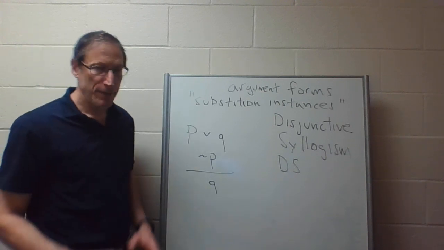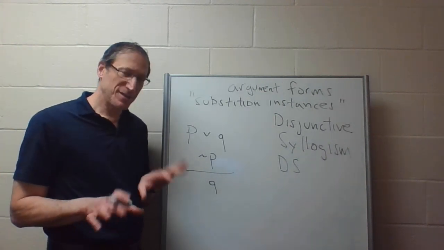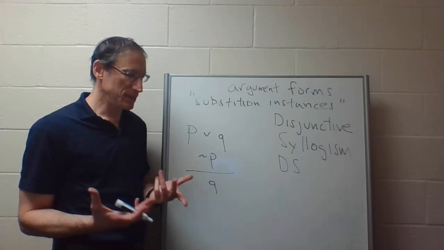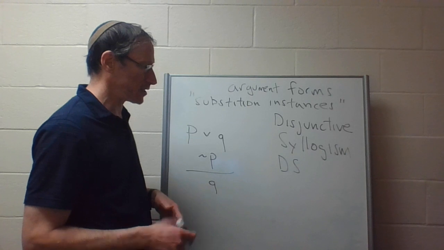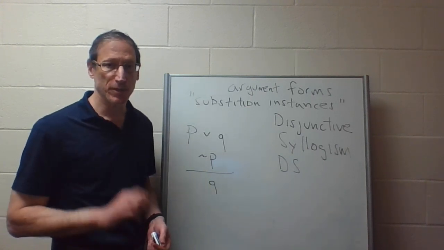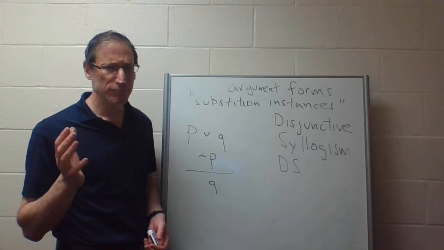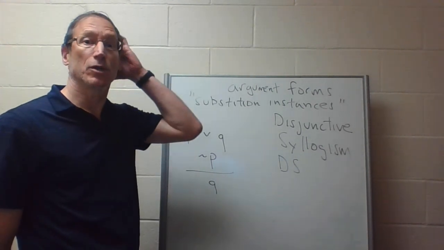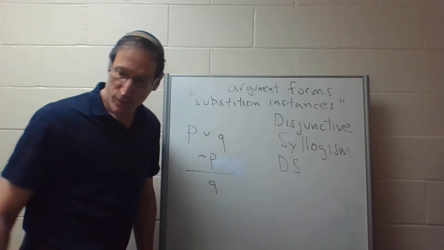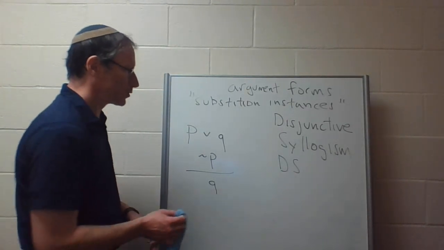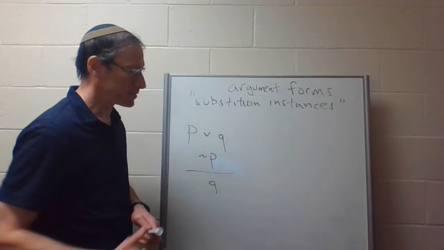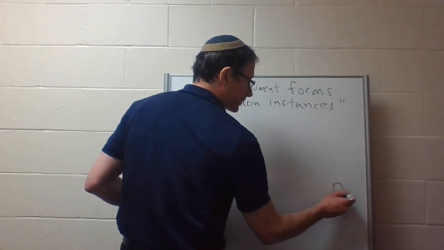Now, the book doesn't say this, but I'm going to say this, and this will actually make things a little bit easier for you: there are really two versions of disjunctive syllogism. They're not exactly alike, but they're alike in a logical sense of alike. Let me show you what I have in mind. Again, the name for this is going to be DS, disjunctive syllogism.